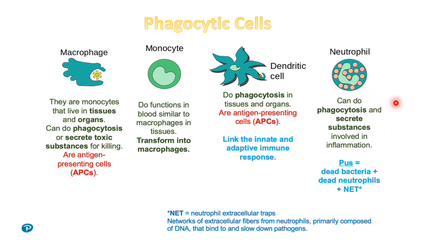Then you have your neutrophil. They can do phagocytosis as well and secrete substances that are involved in inflammation. Whenever the battlefield is large and a lot of neutrophils or white blood cells die, the accumulated tissue debris and neutrophils become the pus. I'm pretty sure all of you are aware of what pus is. Well, this is actually nothing but your bacteria and dead neutrophils.